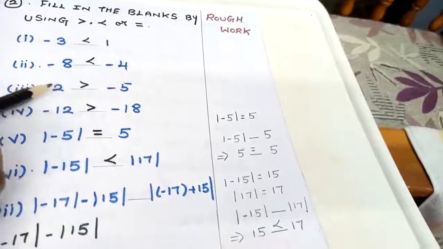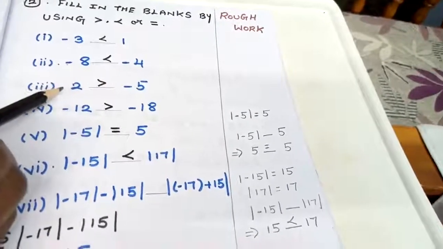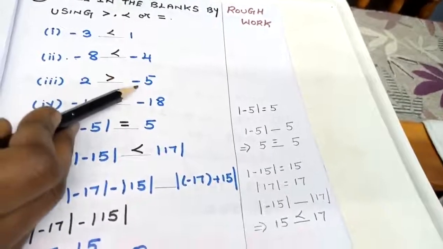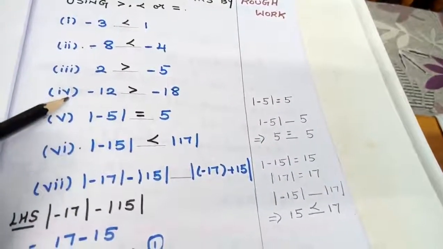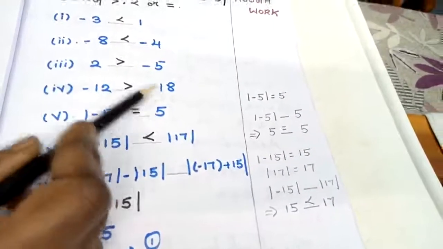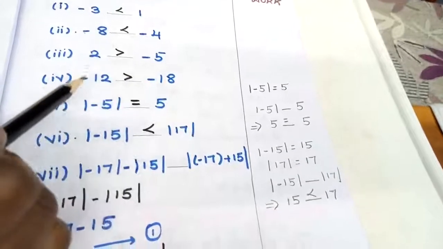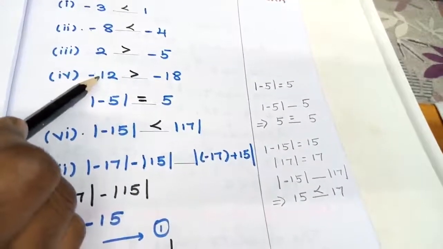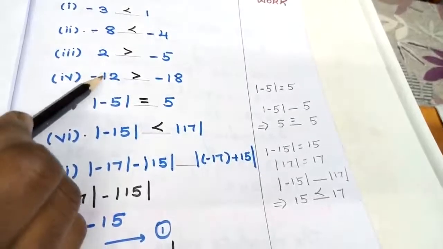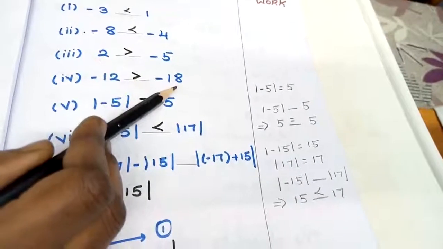Similarly here, positive and negative means automatically the positive value will be greater, 2 greater than minus 5. Coming to the fourth question, comparing these two values, minus 12 and minus 18, minus 12 is the greatest value regarding negative, minus 12 greater than minus 18.